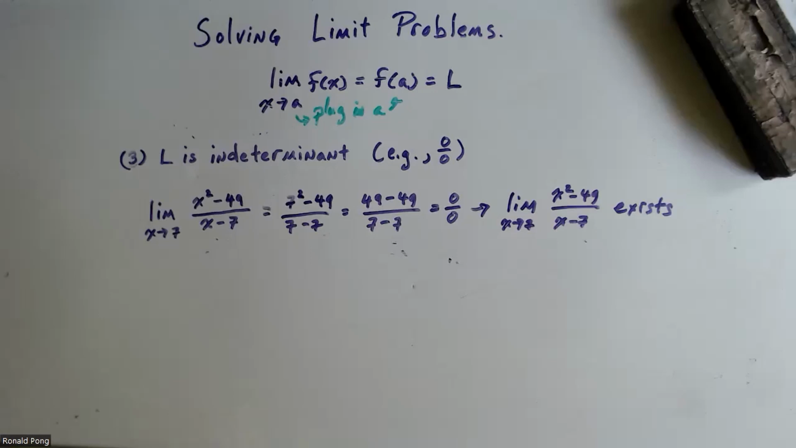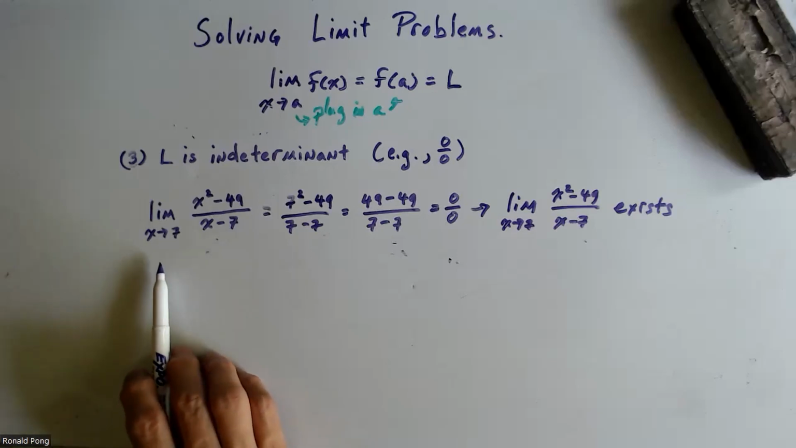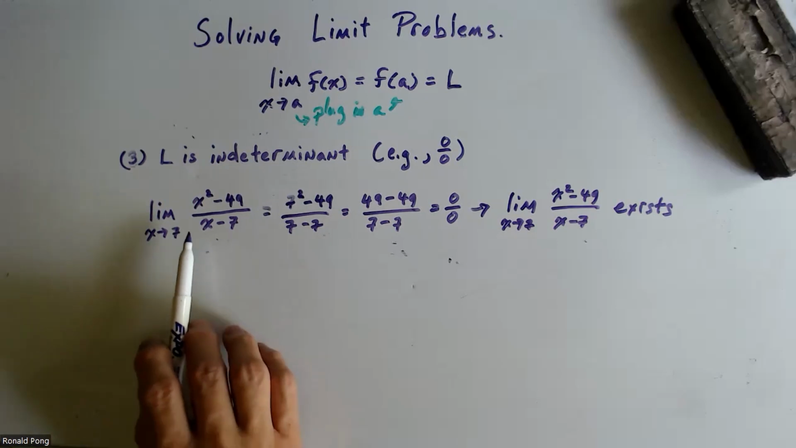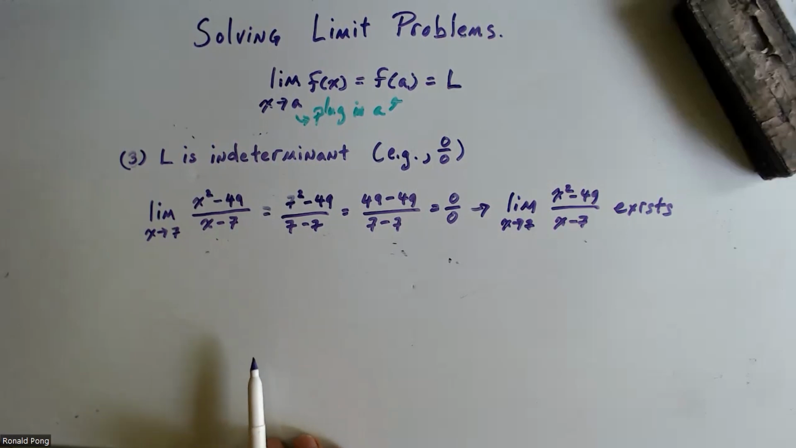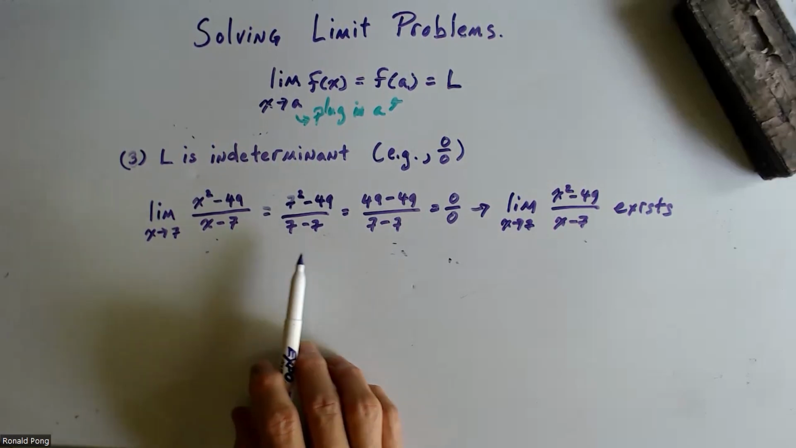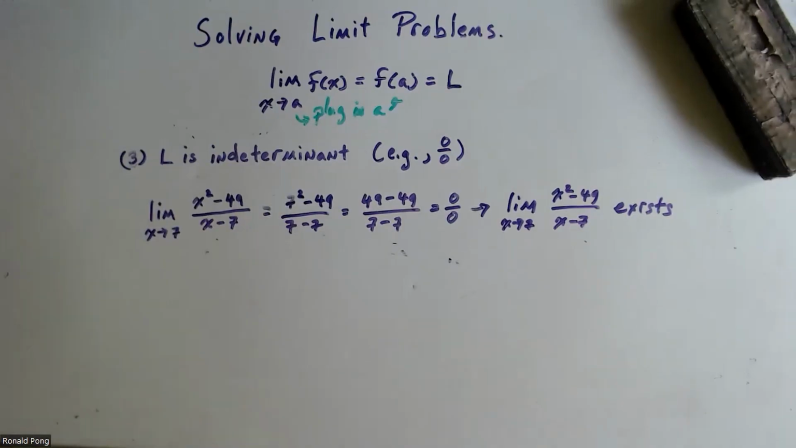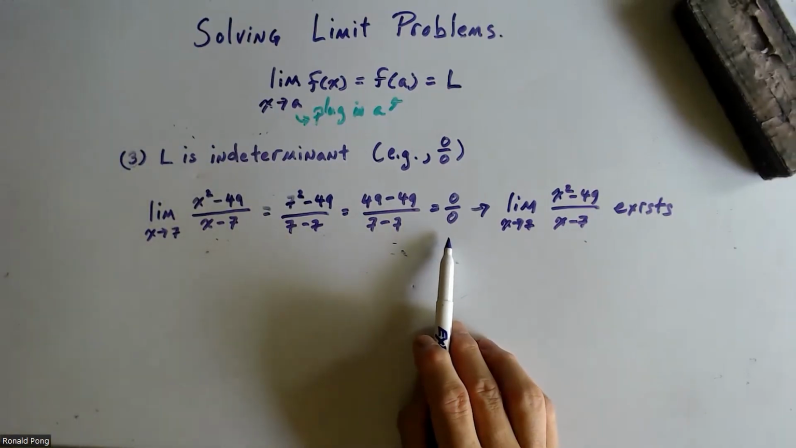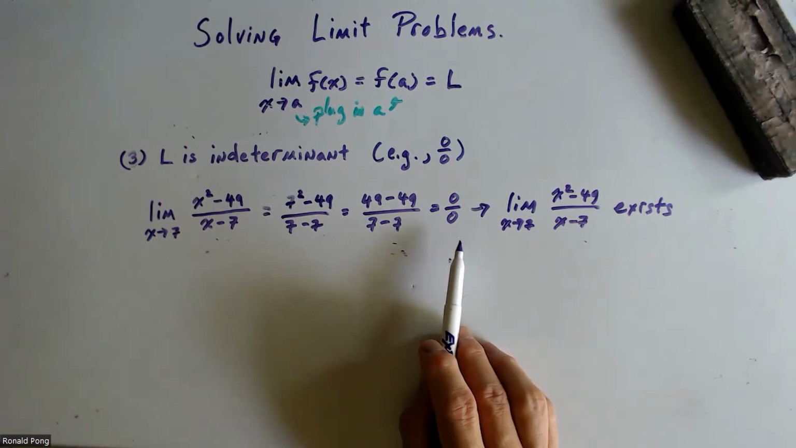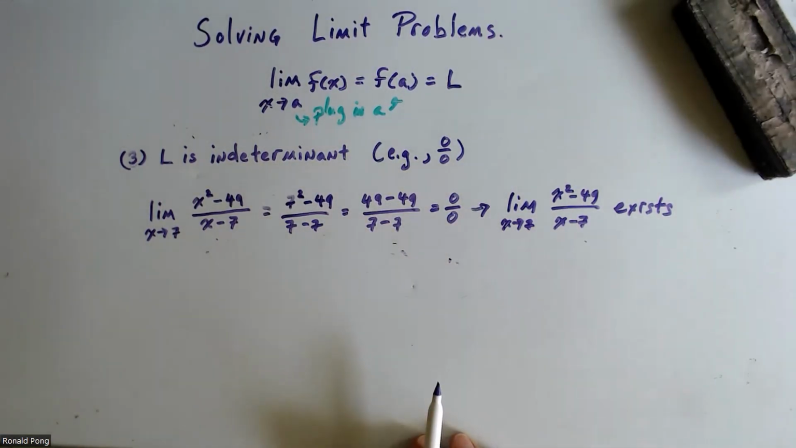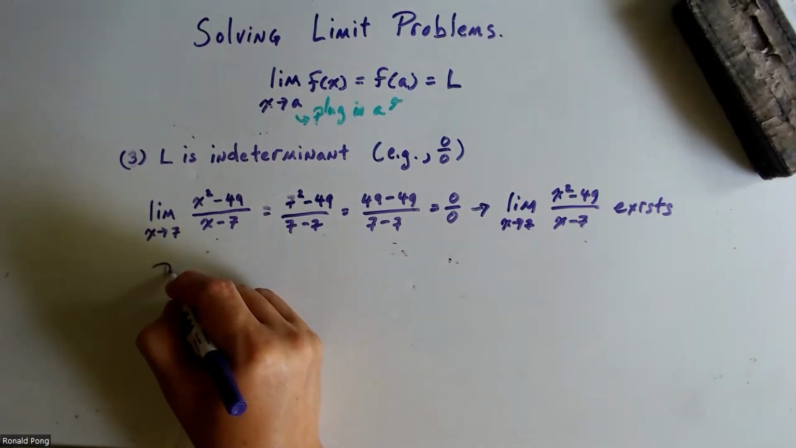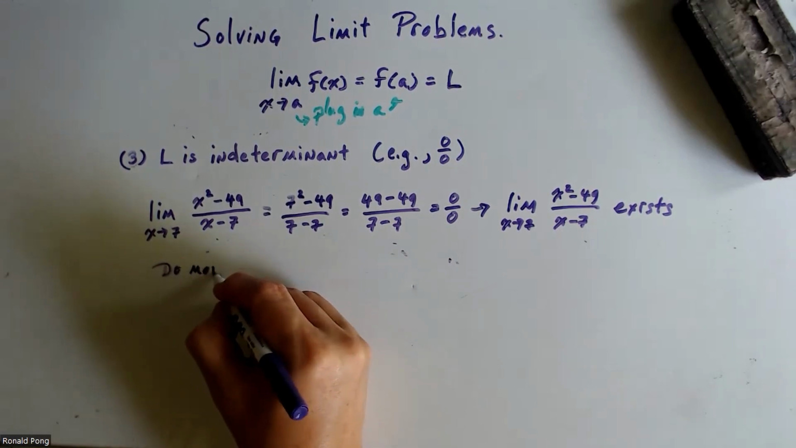Now let's look at a situation where L is an indeterminate form. For example, 0 over 0. In this case, we're taking the limit as x approaches 7 of x squared minus 49 over x minus 7. If we plug in the value 7 and do the appropriate arithmetic, we arrive at the indeterminate form 0 over 0. What this tells us is that the limit of this particular rational function exists, but we simply have to do more work in order to find that limit.